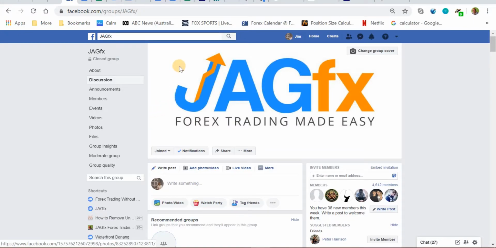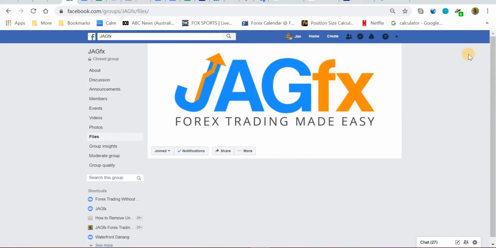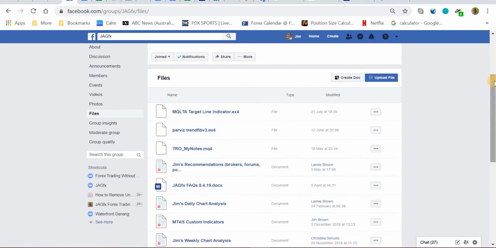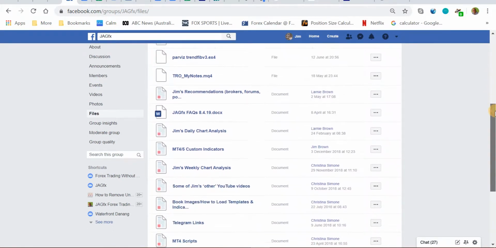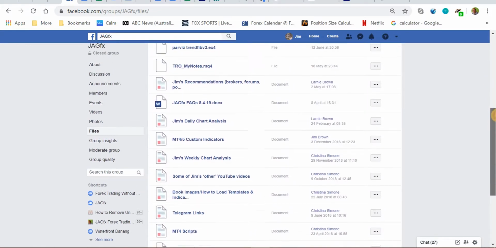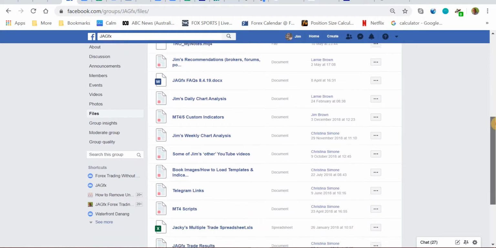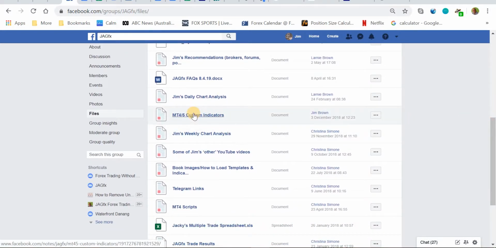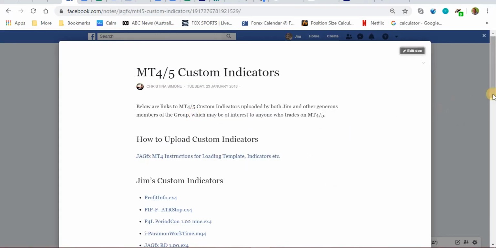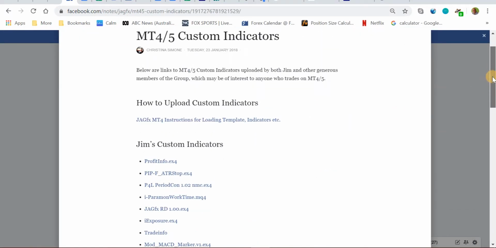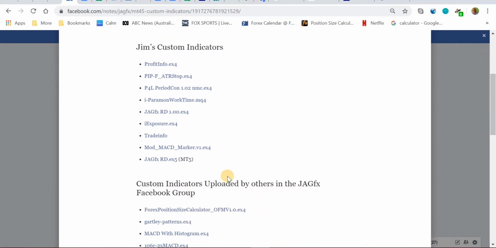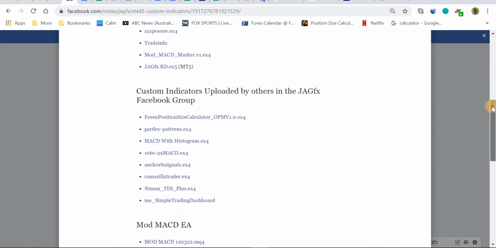This is part of some of the download packages of my books, but if it's not, then just come into the JAGfx Facebook group. Go to files on the left here, and in files, hopefully you'll find something. Here we go. This is a heap of resources that are free to everyone in the group. Come down to the MT4, MT5 custom indicators, click on that, and you'll see a list of indicators here. Here's the ones I put in, and there's other ones that have been generously upgraded by other readers.